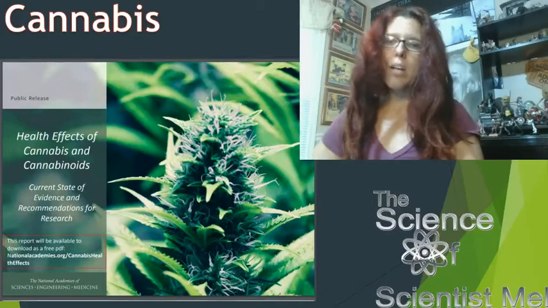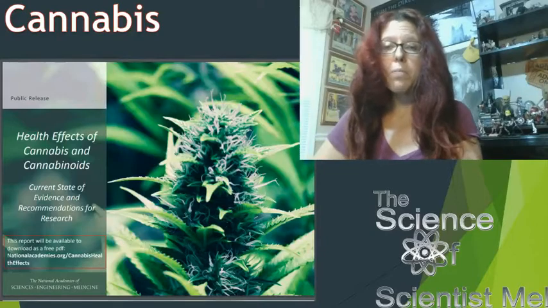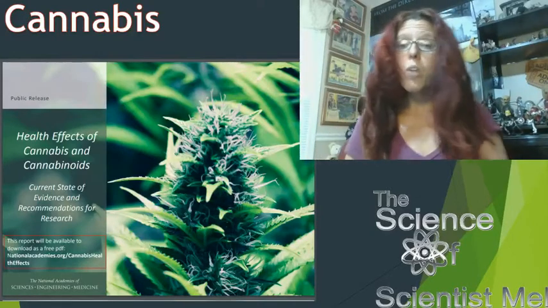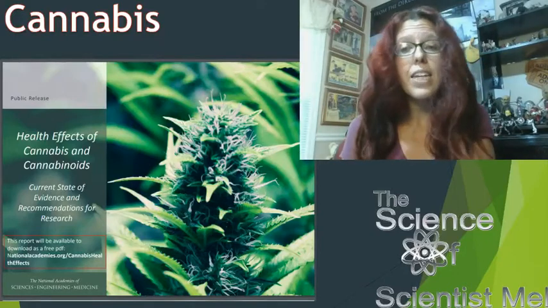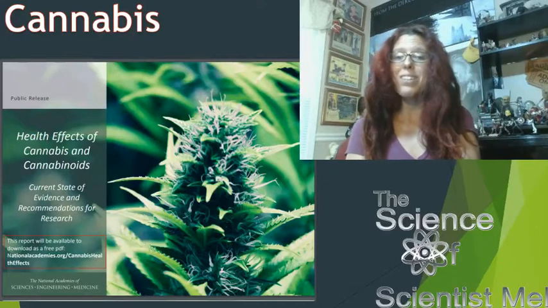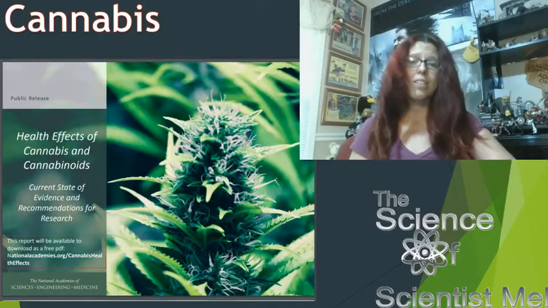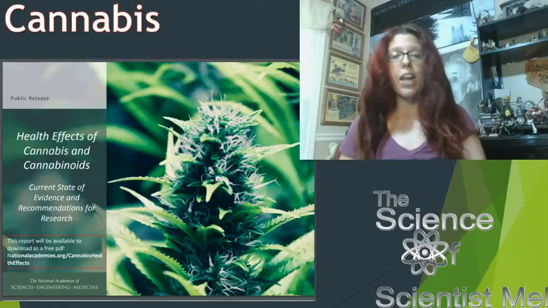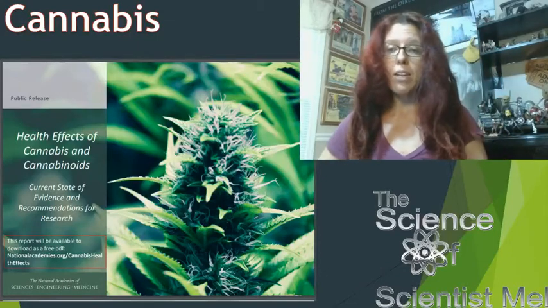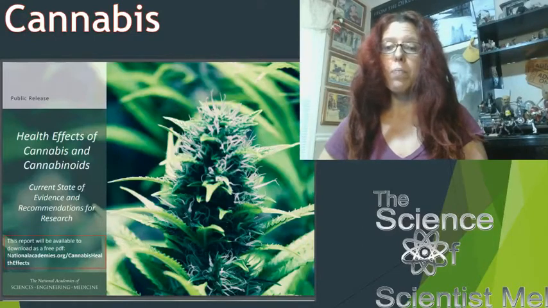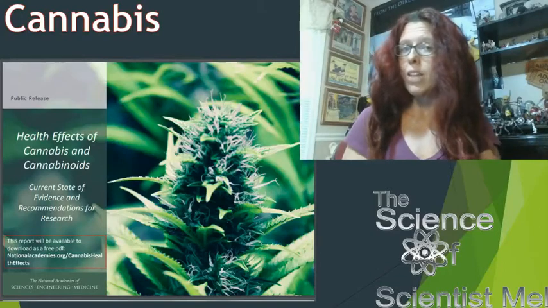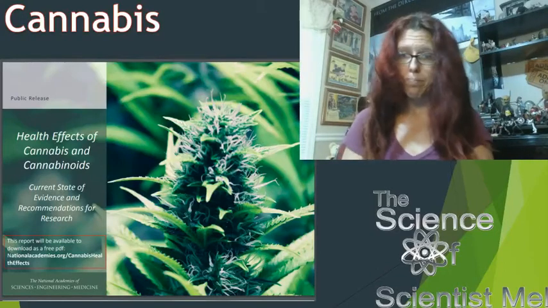All right, let's talk about this. We know that cannabis has been associated with various health effects, both positive and negative. In January of this year, 2017, the National Academies of Sciences, Engineering, and Medicine presented nearly 100 conclusions associated with the effects of cannabis and cannabinoid use. They assessed both smoking and ingested cannabis from natural and synthetic sources, because we can synthesize cannabinoids in the lab.